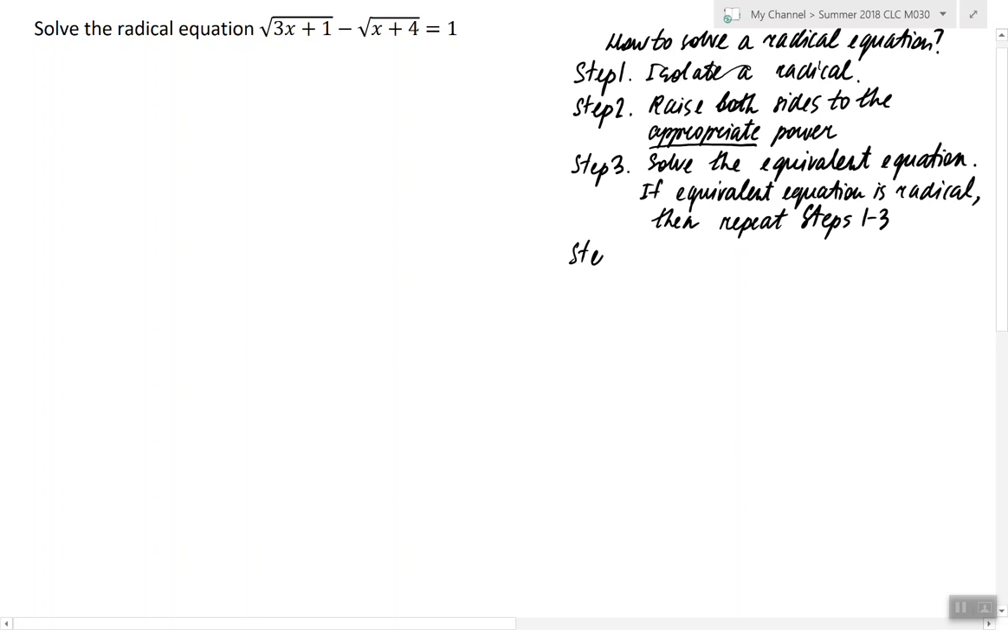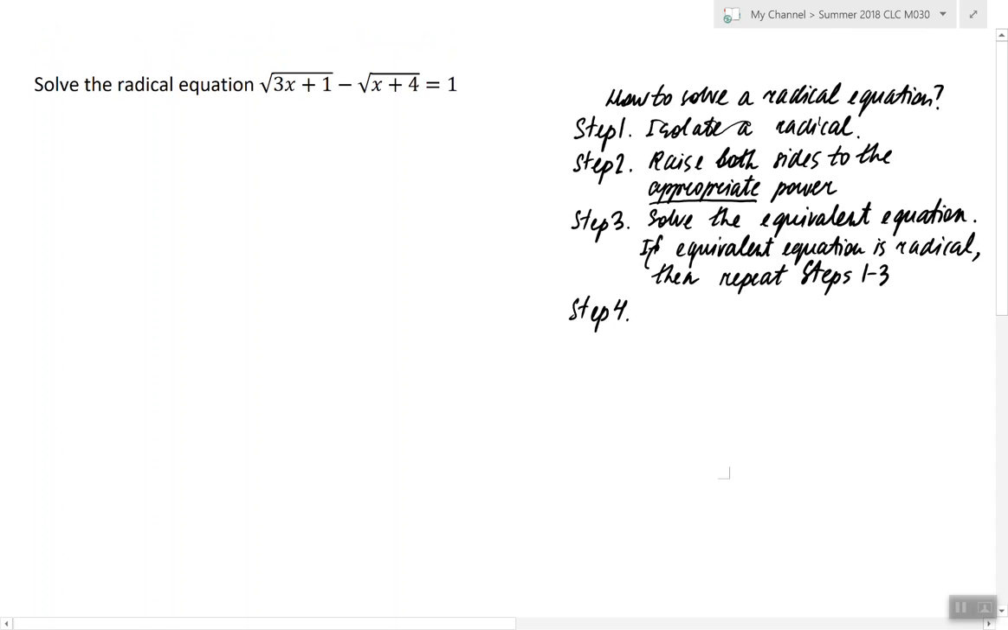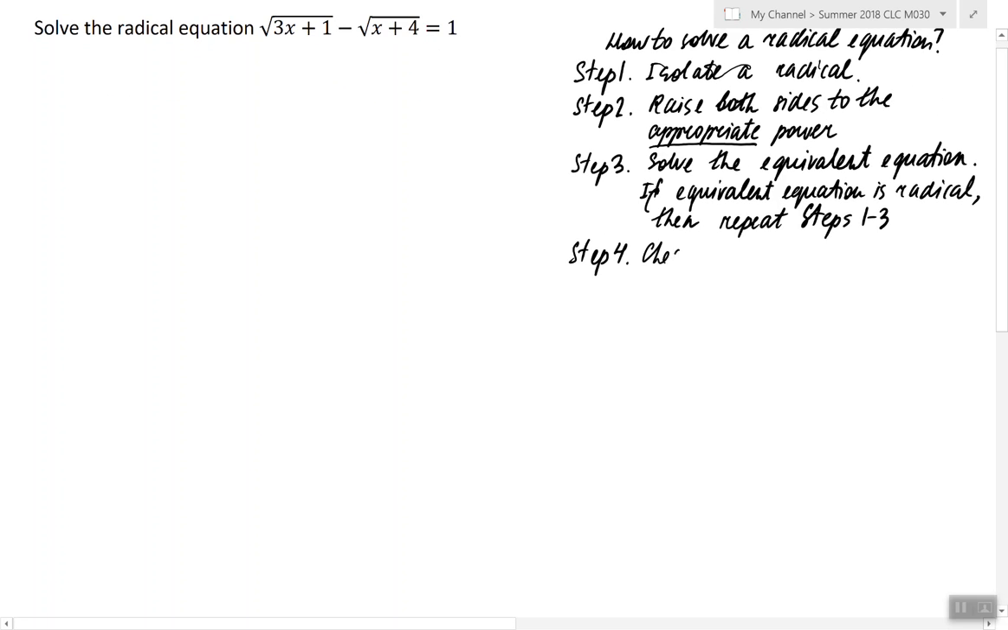And step 4, after you get rid of all the radicals, if there are many, step 4 will be to check for extraneous solution. So this is the plan. Let's go ahead and get started.